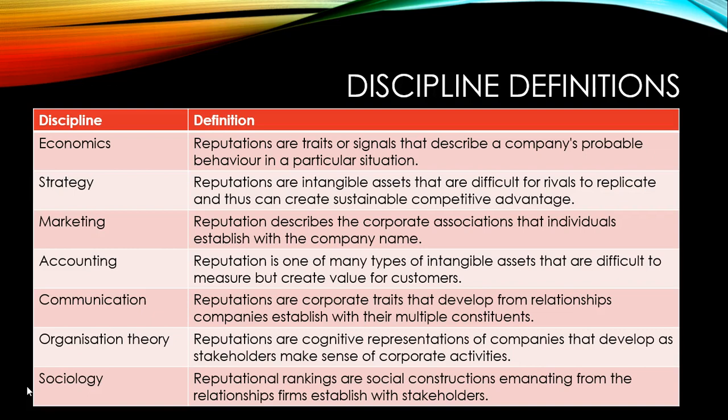Communication is about how the traits of that corporation allow other stakeholders to develop relationships with us. From an organisational theory perspective, it's that cognitive representation that helps us as stakeholders interpret, make meaning, make sense of the way the organisation behaves. And from a sociological perspective, it's that social construction, something that we've constructed socially, and it comes from those relationships, that social interaction with the stakeholders. So this is von Broom writing with some others in 2000.